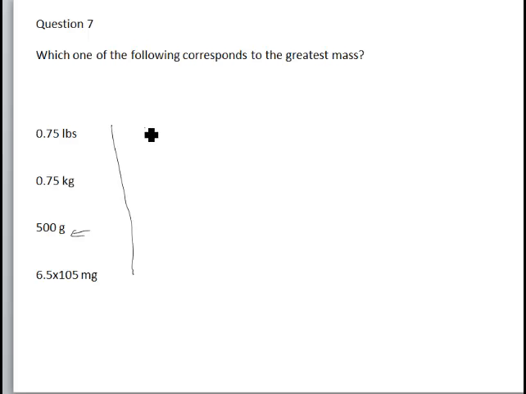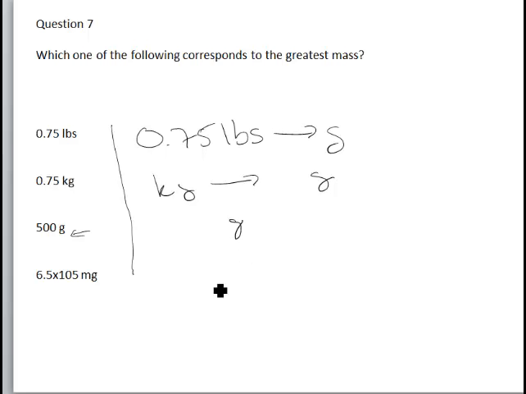So we have to convert 0.75 pounds into grams, kilograms into grams. This is already in grams, and then we have milligrams, which we convert into grams. And that's the way you want to do this. And you can use a variety of conversion factors here, but the one I've told you that I think is particularly good is 454 grams equals 1 pound.